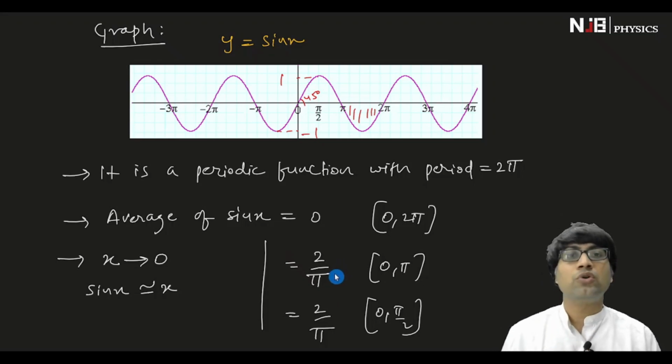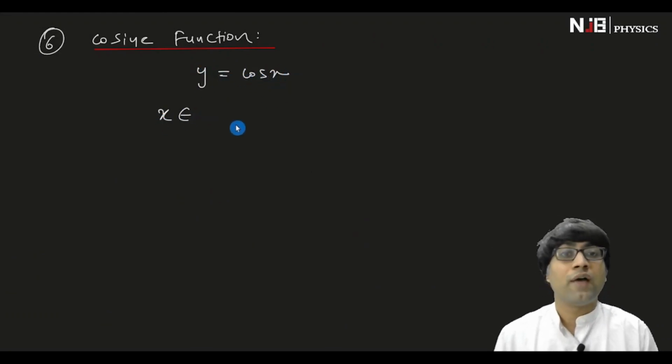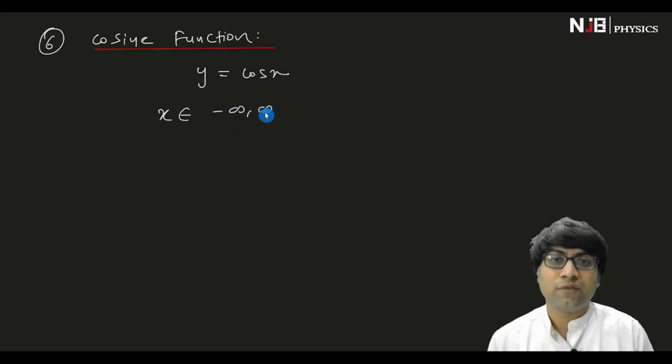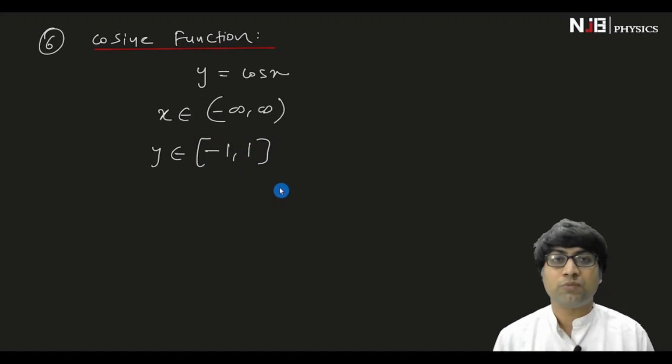Let us now talk about cosine function. So this is our cosine function. What will be its domain? All values that x can take is from minus infinity to plus infinity. That means all real numbers. What is its range? Its range is also confined between minus 1 to 1. The maximum value of cos x is going to be 1, and minimum it is going to be minus 1.